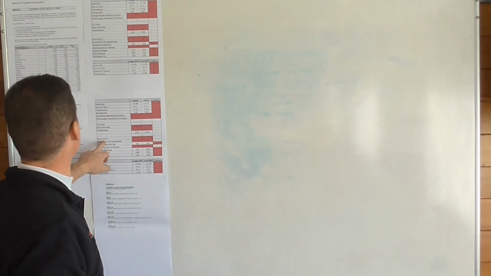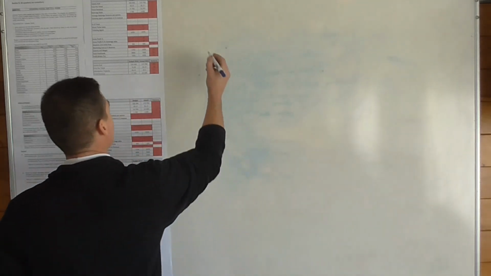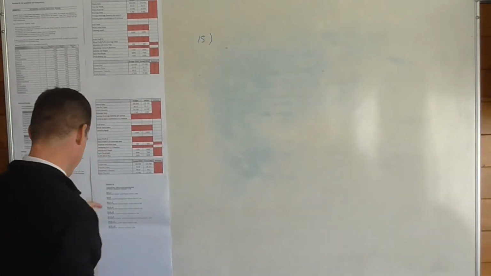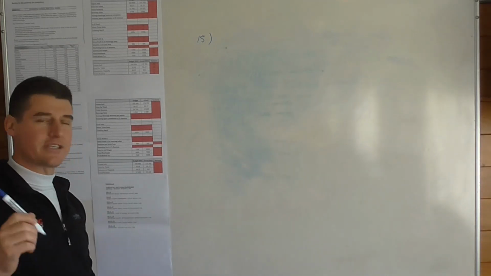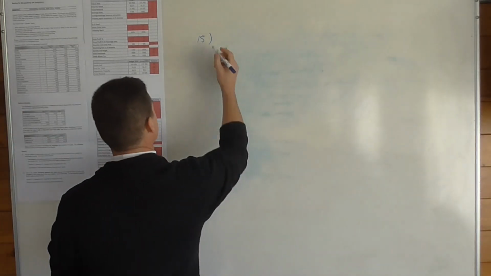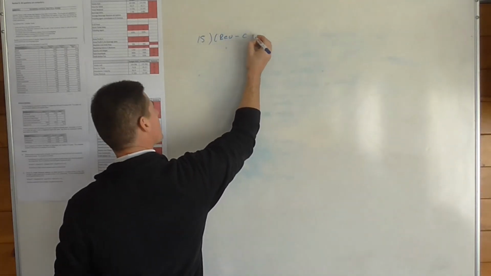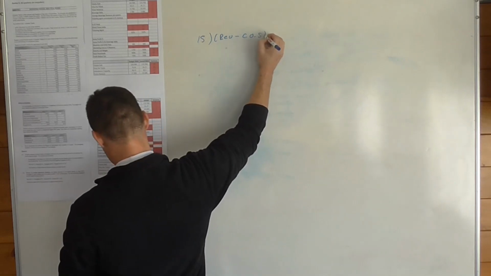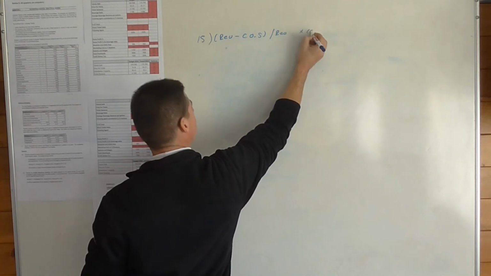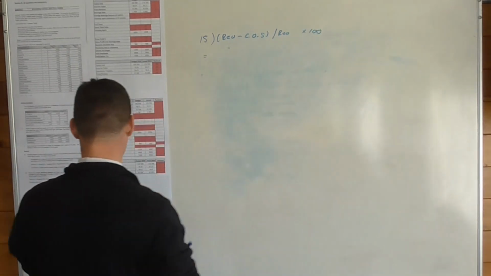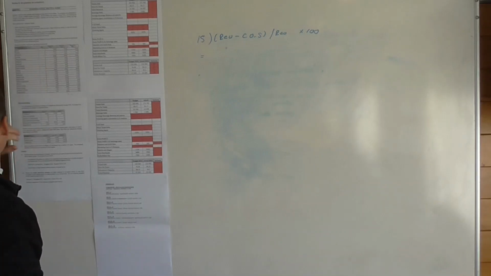Okay, so next we go to gross profit percentage. That's number 15. Now let's get to the formulas. So your gross profit, remember, is your sales minus your cost of sales. So you have your revenue minus your cost of sales divided by your revenue multiplied by 100. Okay. So now we go back to the top.